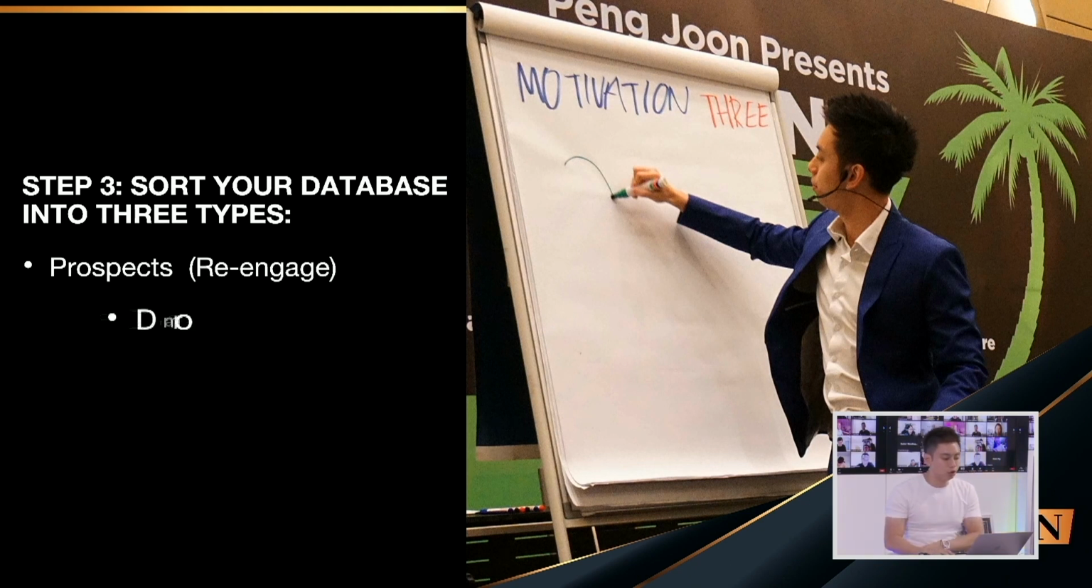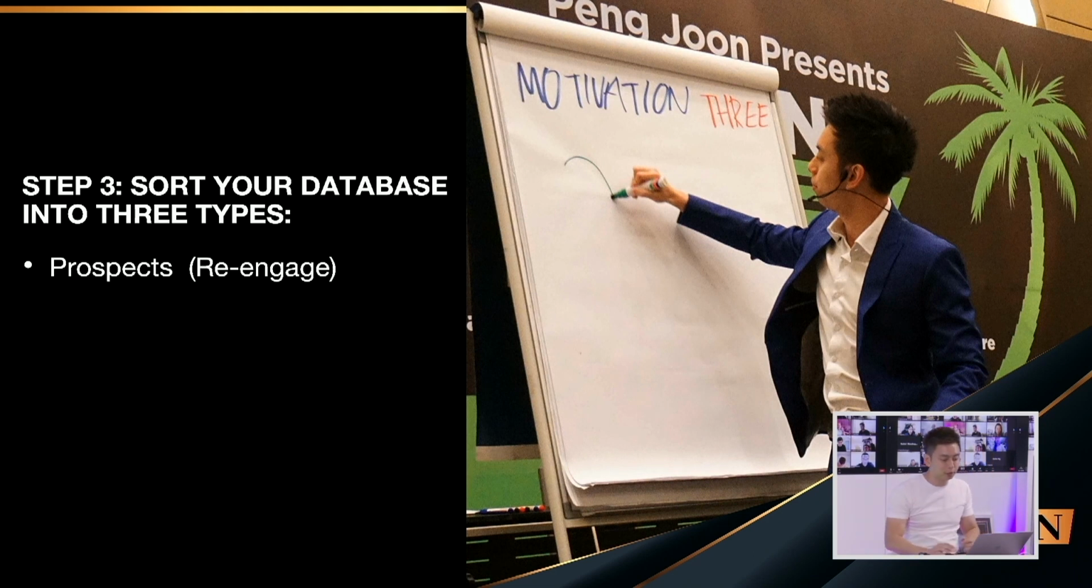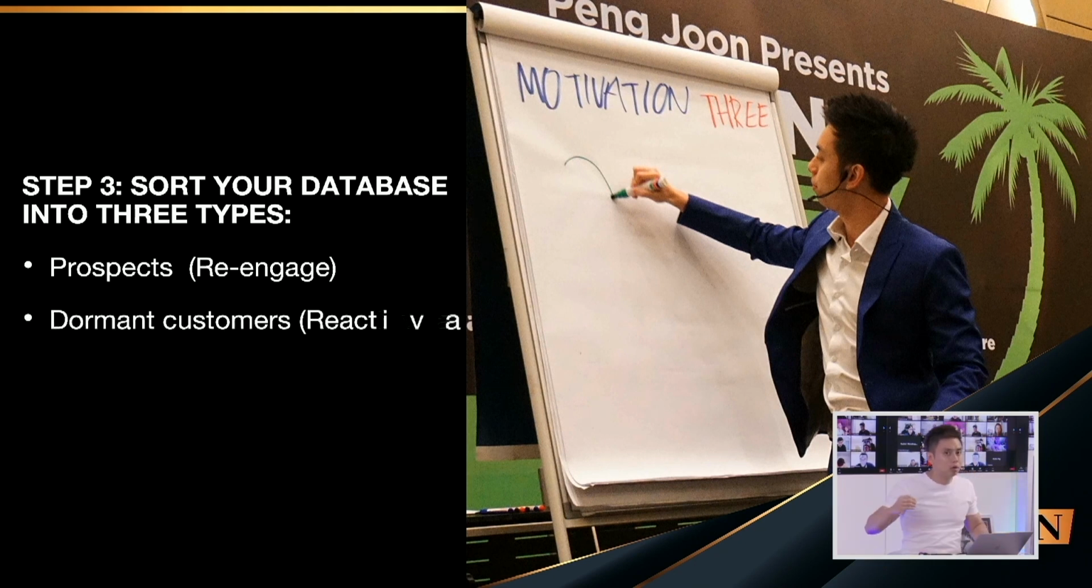Now, the third step is to sort your database into three types. This is how you can label it. It could be prospects, which is basically just the leads that you got. You could label them as prospects, and the goal here is to re-engage them. We'll talk about how to re-engage them, the texts and the emails that can go out.